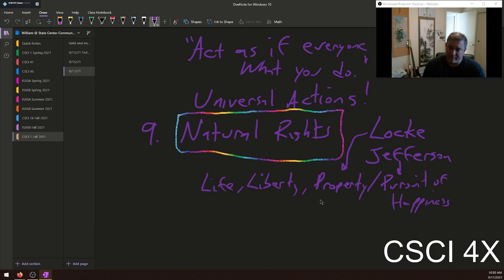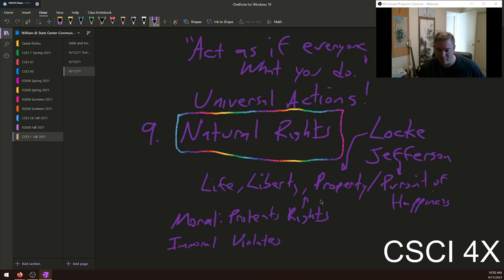Okay. And so, what is moral? What is moral is that which protects those rights. Right? What is immoral? What is evil? That which violates those rights. Right? So murder is evil because it violates the right to life.